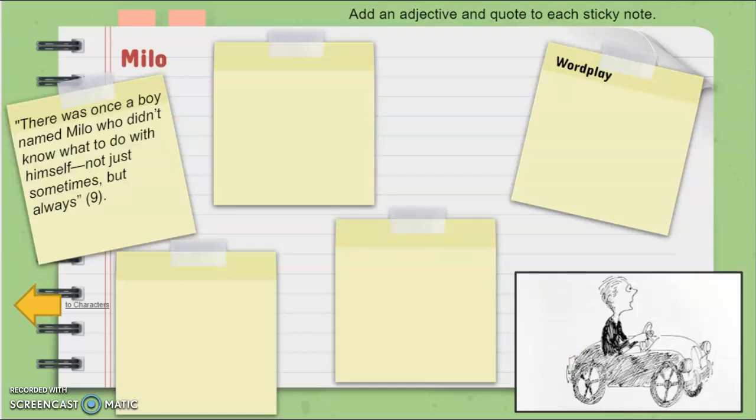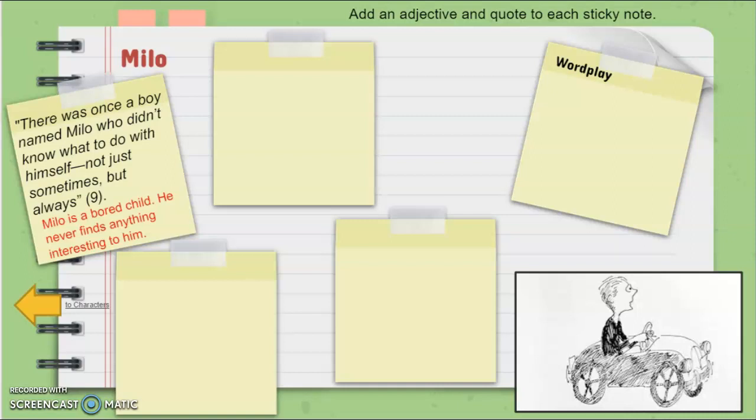On page 9, I see where it says, "There was once a boy named Milo who didn't know what to do with himself. Not just sometimes, but always." So based on this information, I can infer that Milo is a very bored child. So I'm going to add that to my sticky note. He never finds anything interesting. So based on what the text says, I infer that Milo is bored.